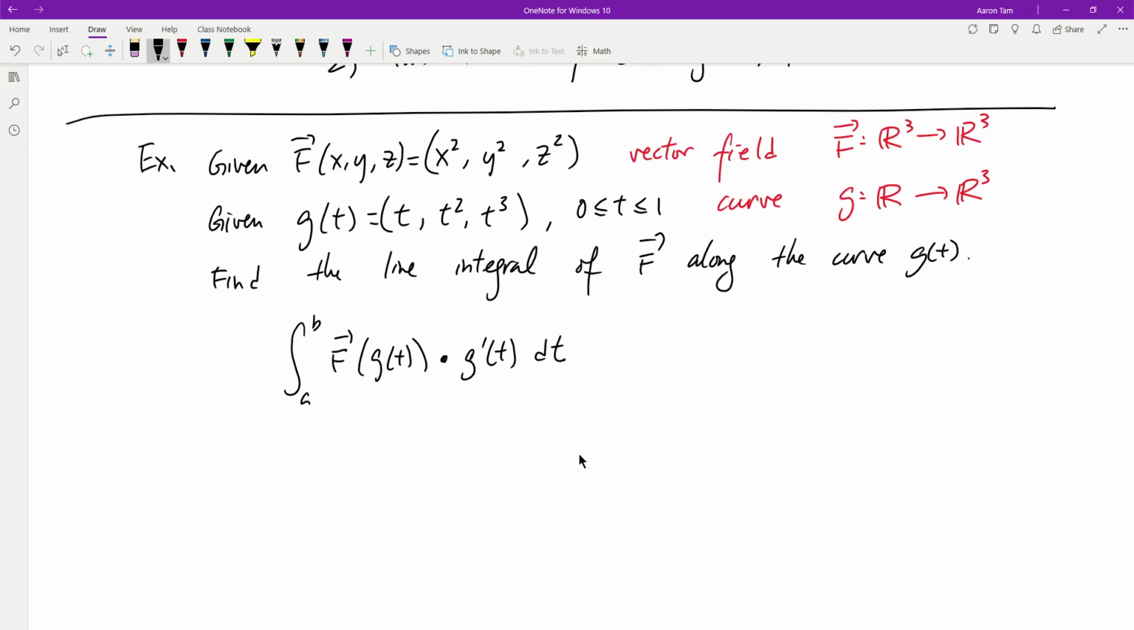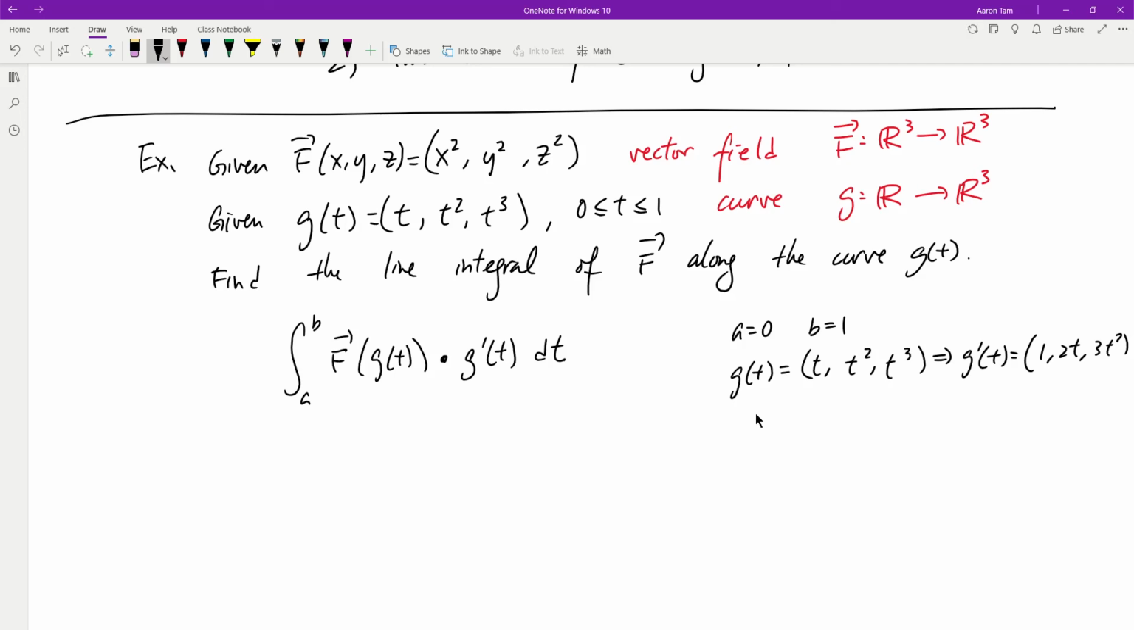so that we can evaluate. So I like to do things little by little. First thing I notice is that I know a is 0, b is 1. That's from the inequality. Next thing I'm going to do is, since g of t is t, t squared, t to the third, that implies that g prime of t must be 1, 2t, 3t squared. So that takes care of that.